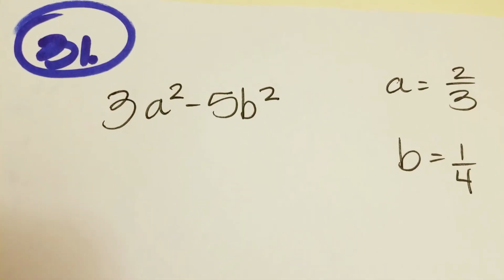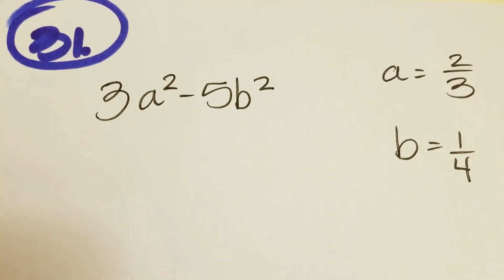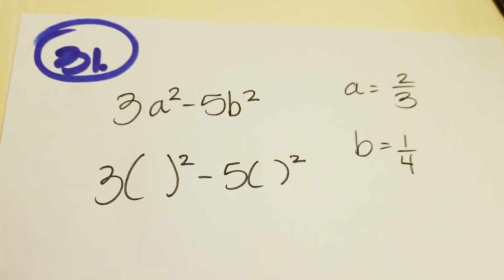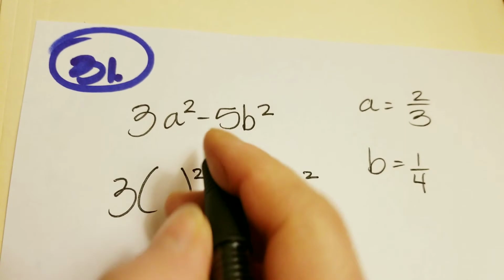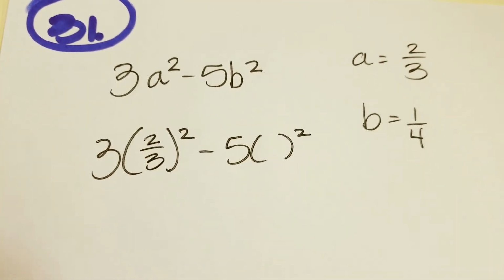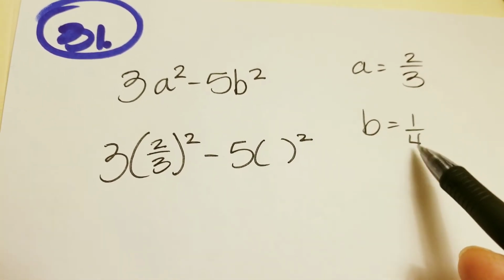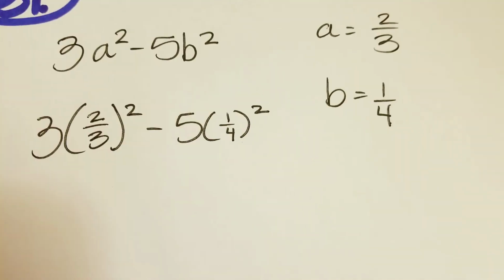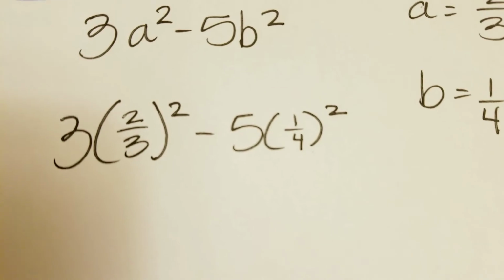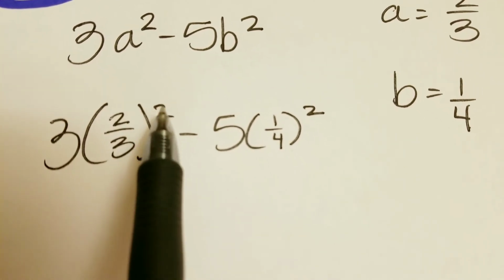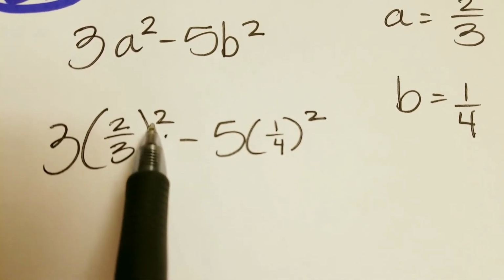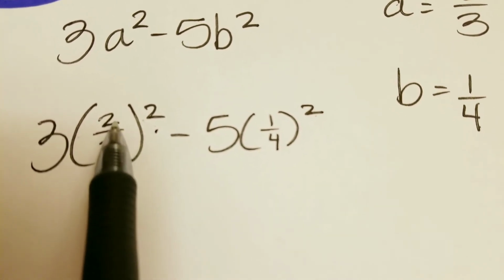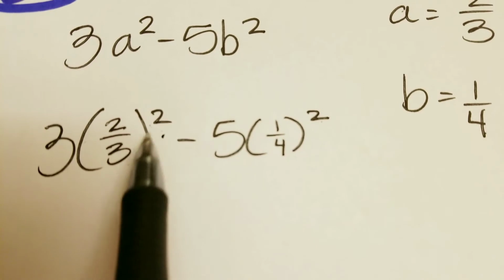6. A equals 2/3 and B equals 1/4. So go ahead and plug in those values. A equals 2/3 right here, and B equals 1/4. So plug that in. Next, based on order of operations, we really do need to pay attention and prioritize our exponent. So we need to multiply 2/3 twice.